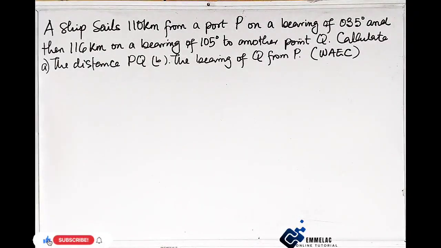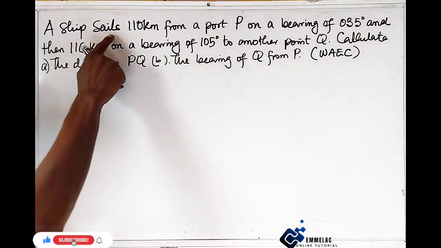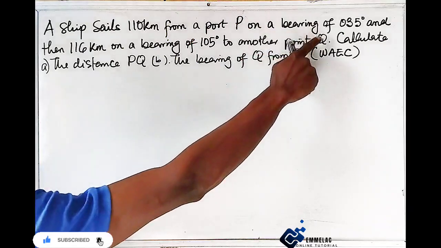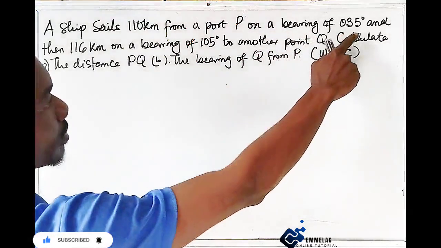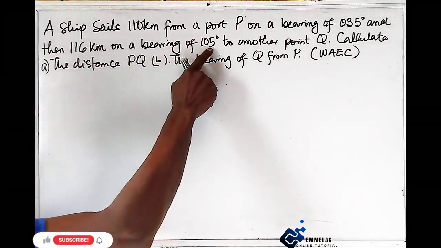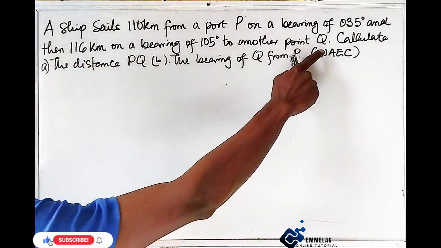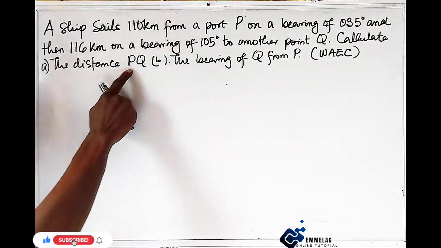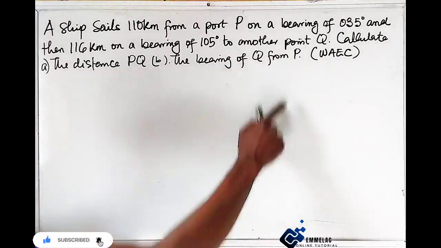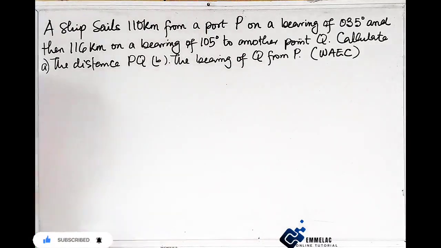Now let's look at this question. A ship sails 110 km from a port P on a bearing of 035 degrees, and then 116 km on a bearing of 105 degrees to another port Q. Calculate (a) the distance PQ, and (b) the bearing of PQ from P. Now this is a wordy question.